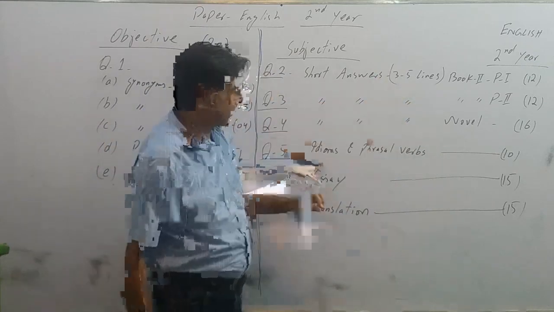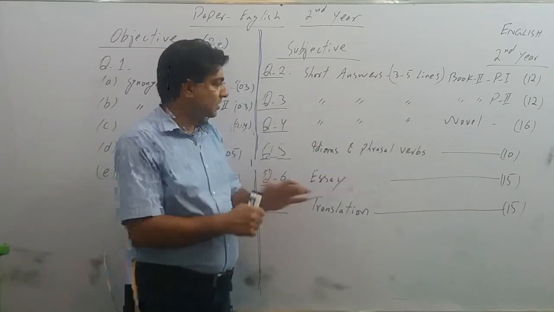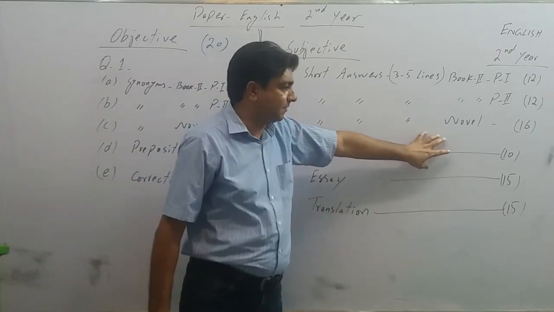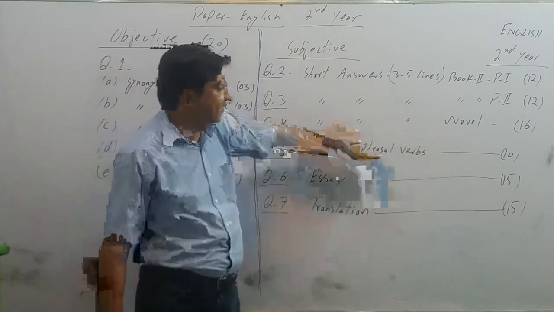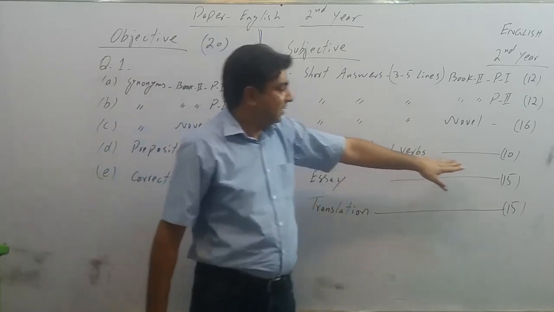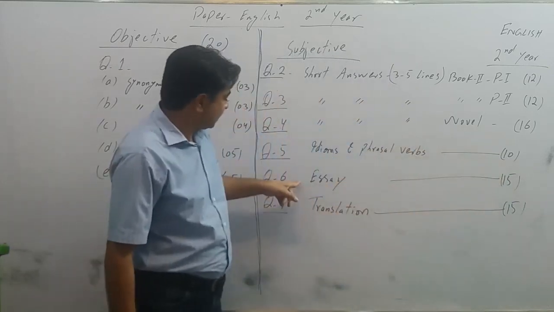The next question number is about idioms and some phrasal verbs. In total, you will make any 5 sentences of your own. The sentence must be grammatical and the use of the idiom or phrasal verb must be correct. It will give you 10 marks if attempted well.